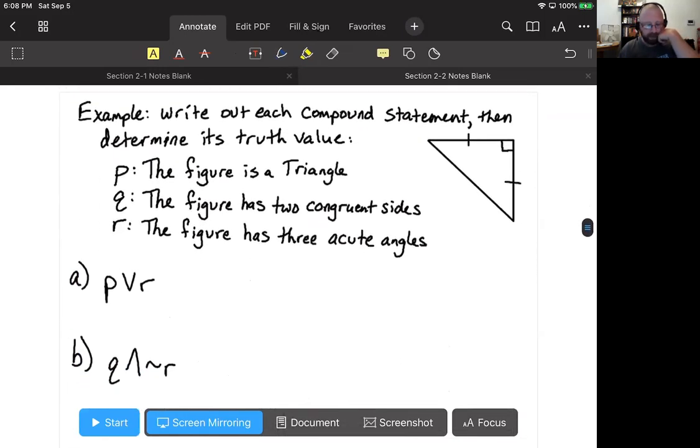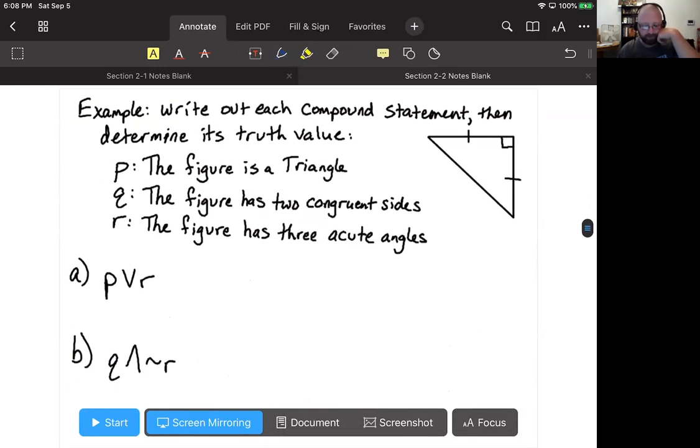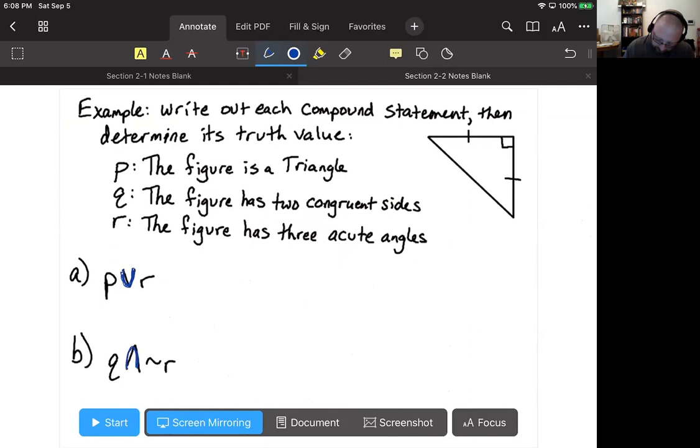Okay, so we are going to write out a compound statement and determine its truth value. And again, I said earlier that we're going to change these symbols. We're going to be using the ∧ instead of the ∨. I have not recopied my notes yet, so I'm using an old version of the notes to make these videos because that's what I have at home. So in your notes, it should say P ∨ R, or P, upside down U, not R, okay?